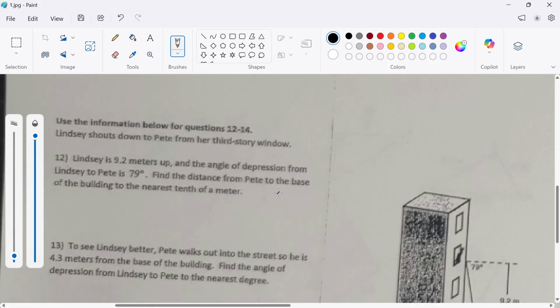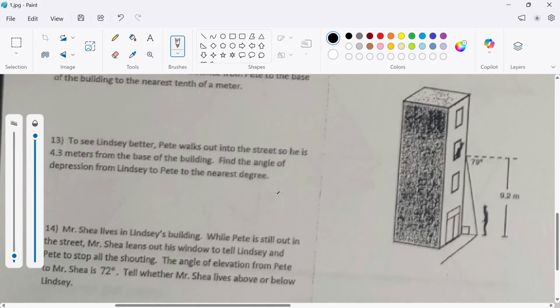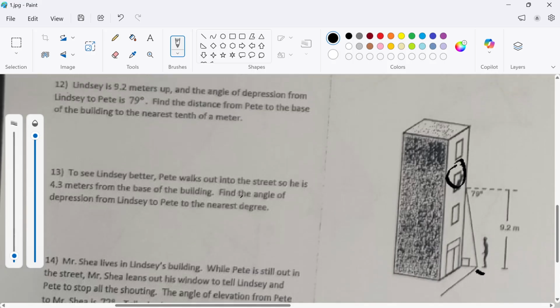12 to 24. Lindsay shouts down to Pete from her third-story window. So this must be Lindsay up here, and this must be Pete. And if she says it again, he'll be repeat. That's a joke. All right, so here's the first one.